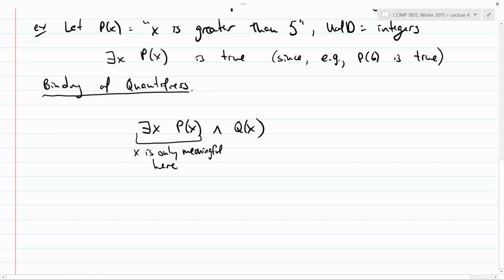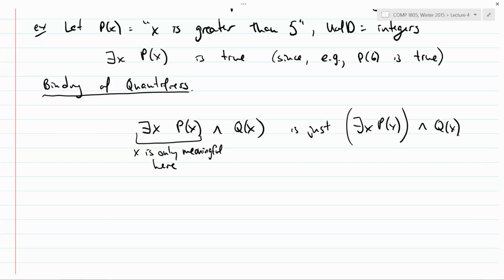So what this really means is this is the same thing as exists an x such that px, all in brackets, and qx. And the x outside the brackets, the x in the q, that doesn't mean anything because I haven't told you what x is. If you think back to the first lecture when we were talking about what counts as a proposition, I said if you said something like 3 plus x equals 5, that's not a proposition because you don't know what x is. Well, the same thing happens here. Qx isn't defined because x isn't defined. We don't know what x is.